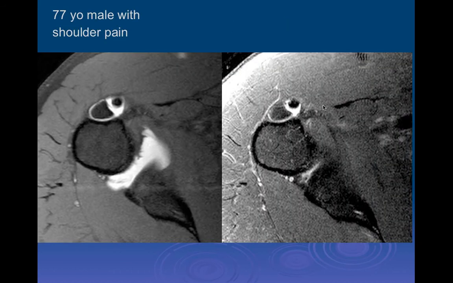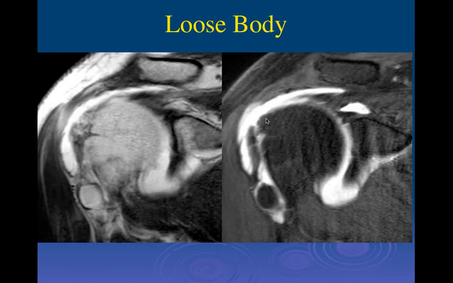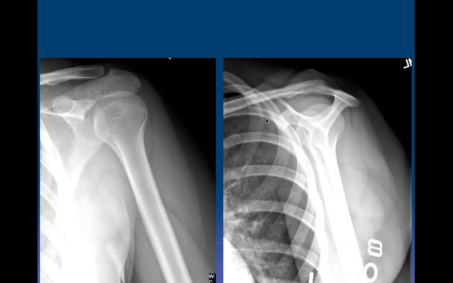This one, if you actually look at the configuration and so forth, remember loose bodies, once they're loose, they can actually continue to grow. My guess is this has probably been there a long time, and it grew in a configuration which would allow the biceps tendon to continue to function. But that's a loose body in the biceps tendon sheath, so they can occur there.